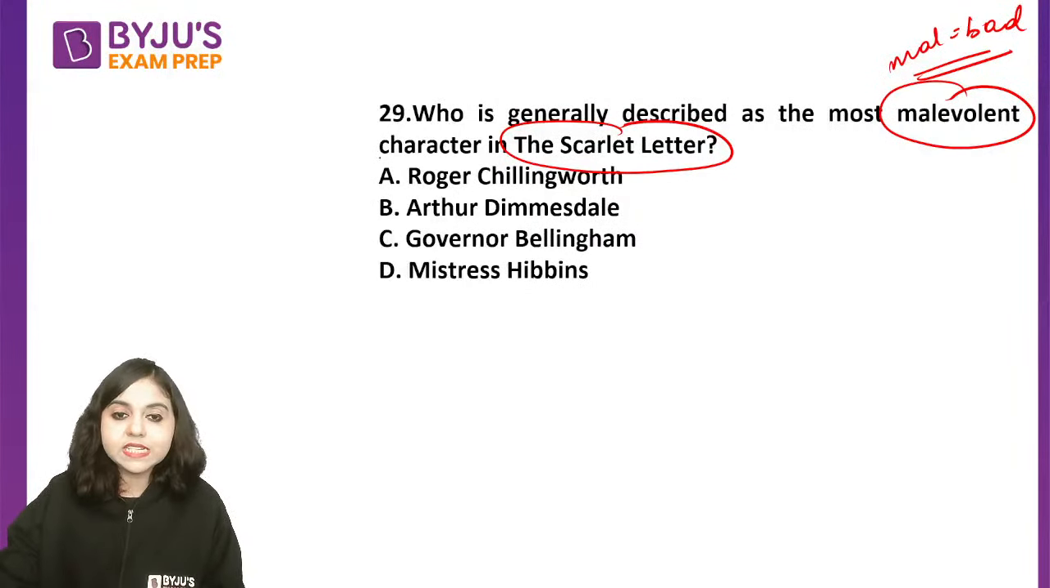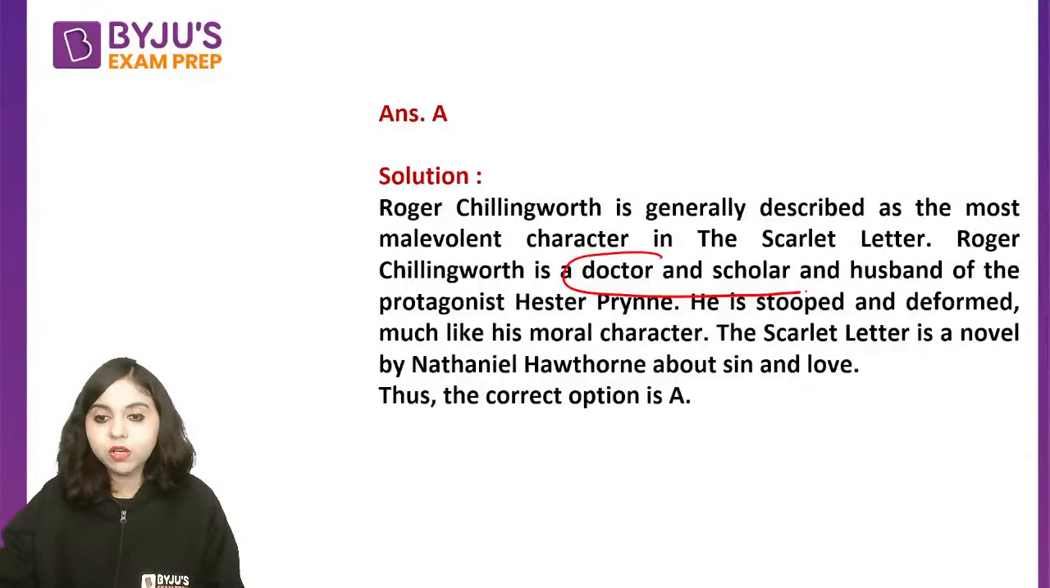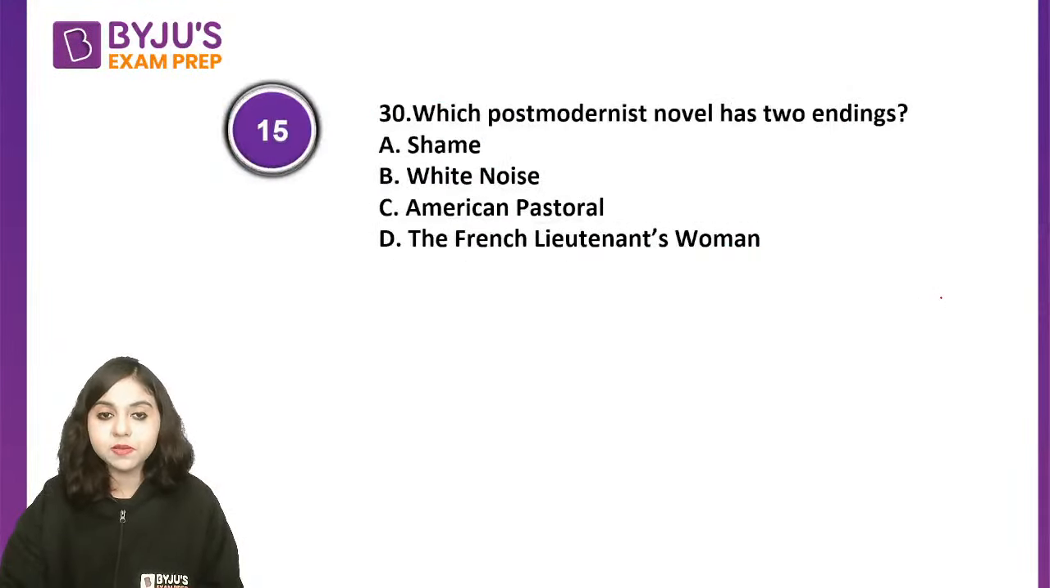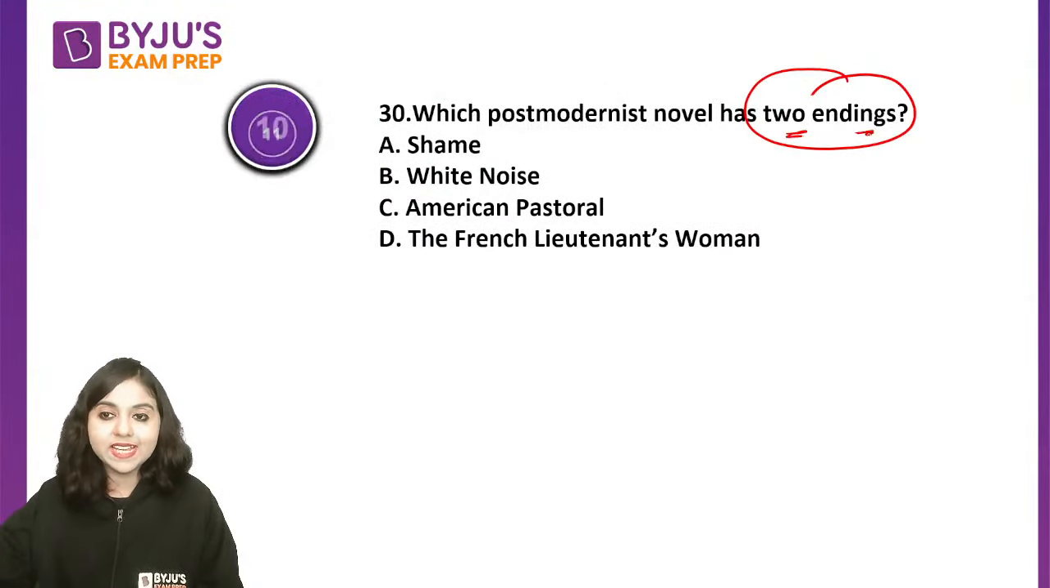Yes, Vahida, it is Roger Chillingworth. Roger Chillingworth is absolutely the right answer. Doctor, scholar, husband of Hester Prynne. And he is a morally deformed character that we're able to see. Which postmodern novel is having two endings?